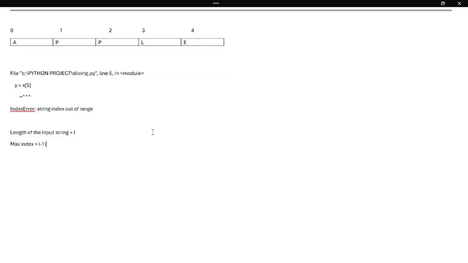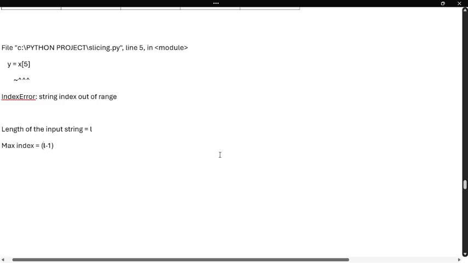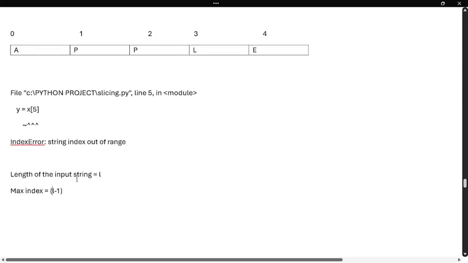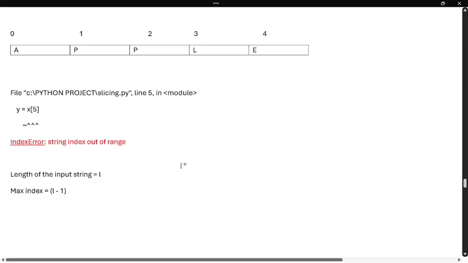Hopefully you are able to understand. L minus 1. Let me increase the size so you are able to understand more. If the length is L, then max index means the last index. After dividing, what will be the last index? So last index will be L minus 1.